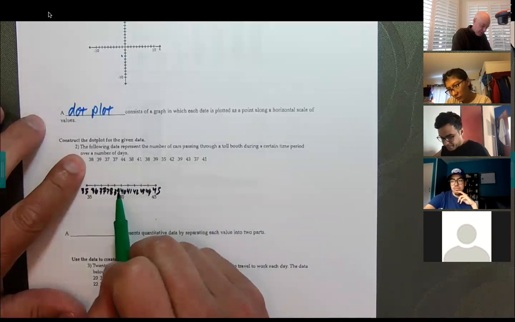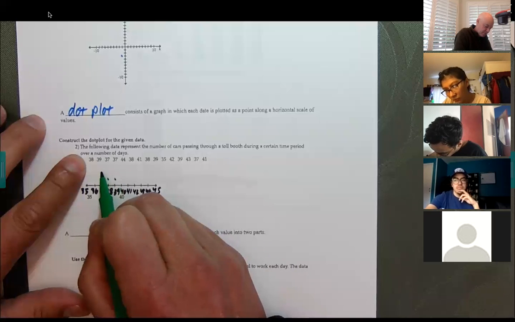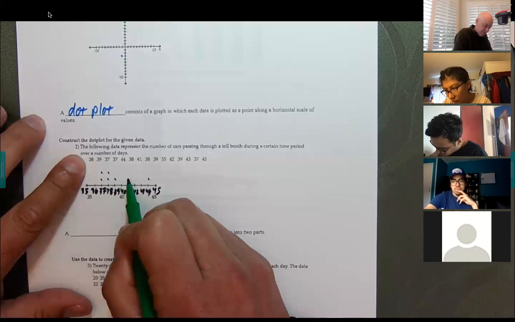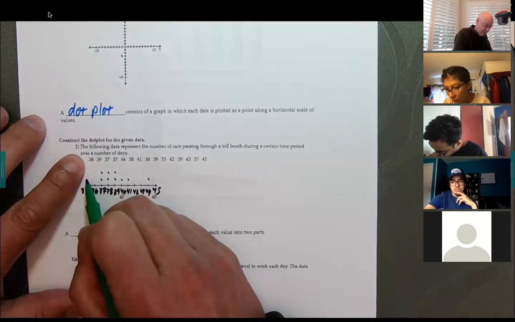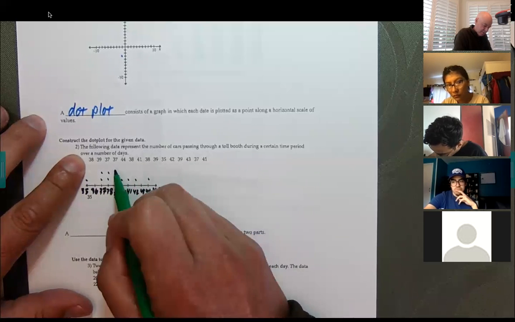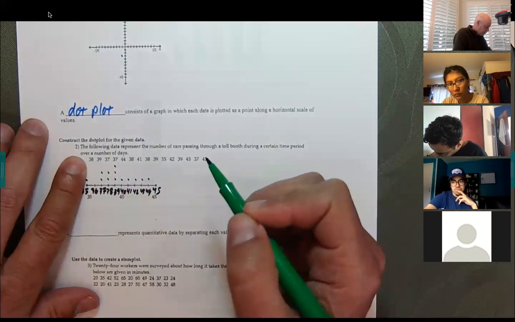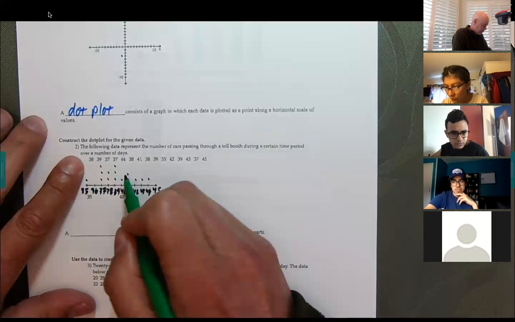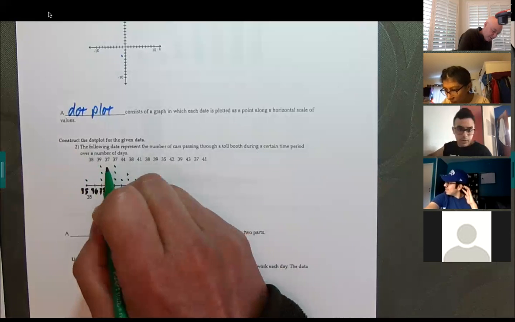So for 38, 38 is right here, so I'm going to put a dot. 39 is here. 37 is here. 37 again, it's going to go above it. 44. 38 again. 41. 38. 39. 35. 42. 39. 43. 43. 37. And 41. I missed a 38. There it is.